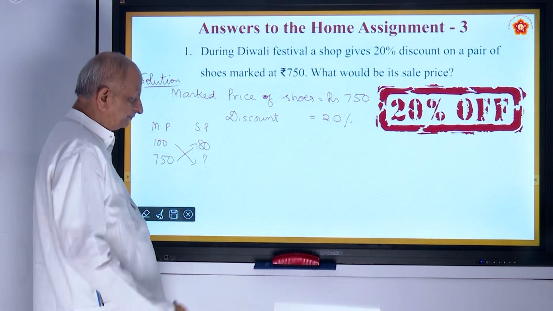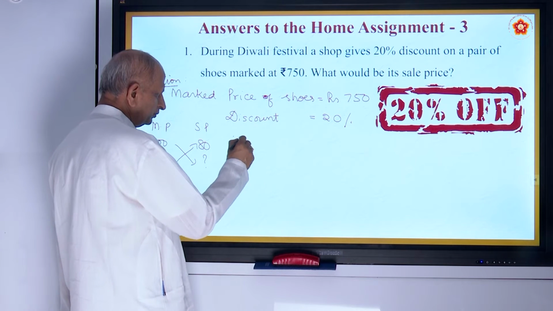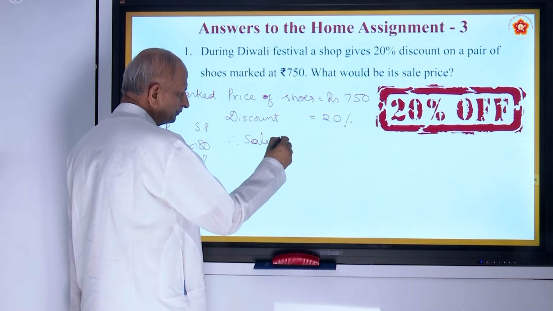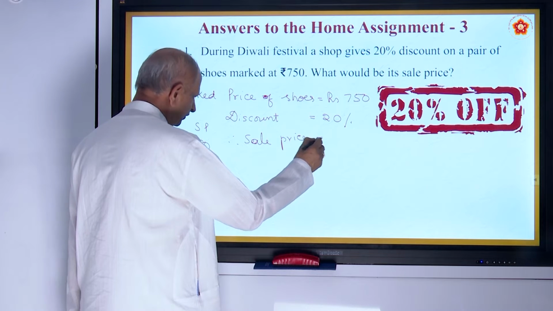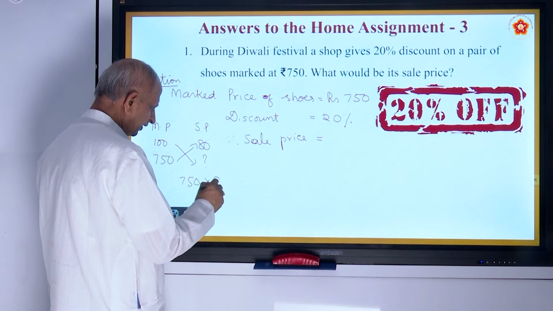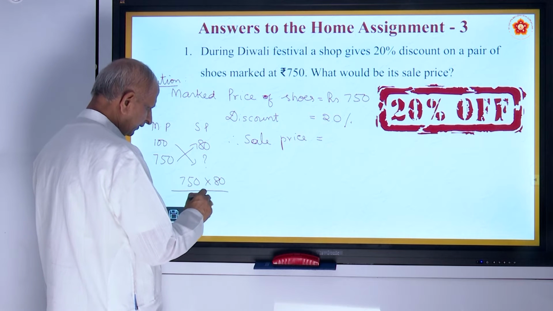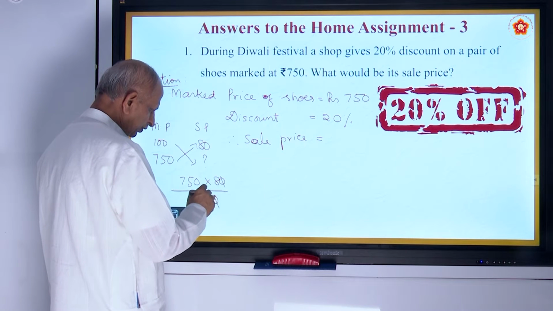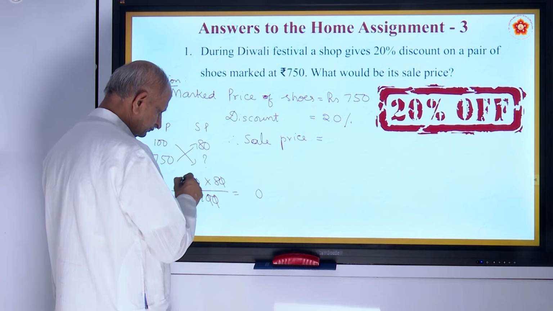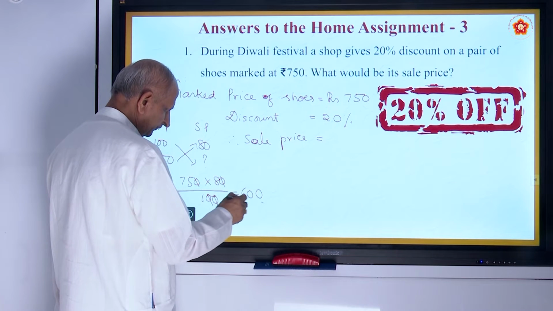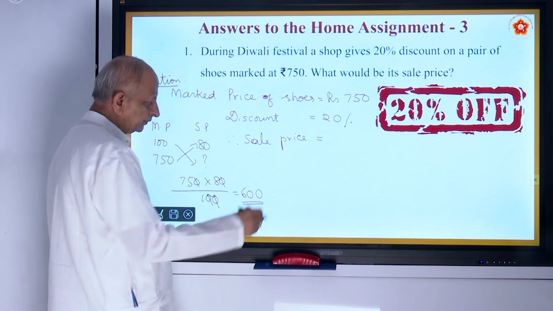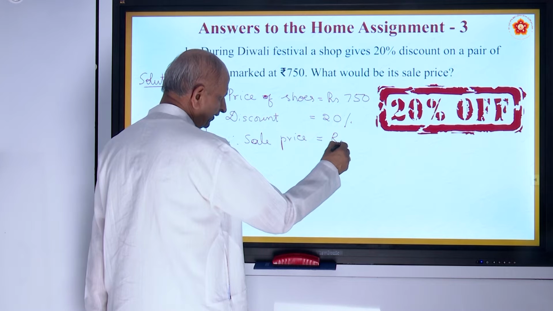So cross multiply. Therefore, sale price is equal to 750 into 80 by 100. 0, 0 cancels. So 8 5s are 40, 600 rupees. So sale price is rupees 600.